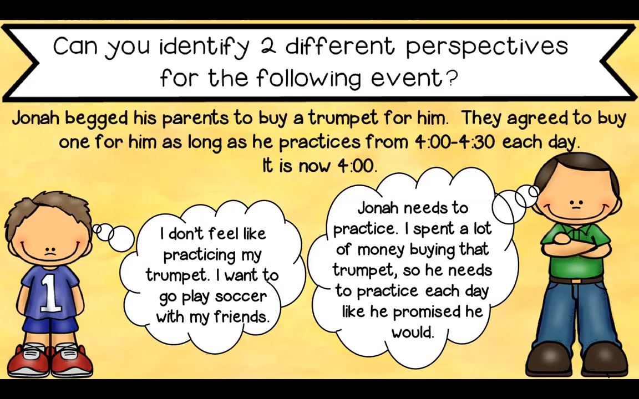He says Jonah needs to practice. And he also says that he spent a lot of money, so he needs to keep his promise, right? So those are two clues that tell me that his point of view and his perspective is that he feels that Jonah needs to practice. These are two different perspectives about the same problem.